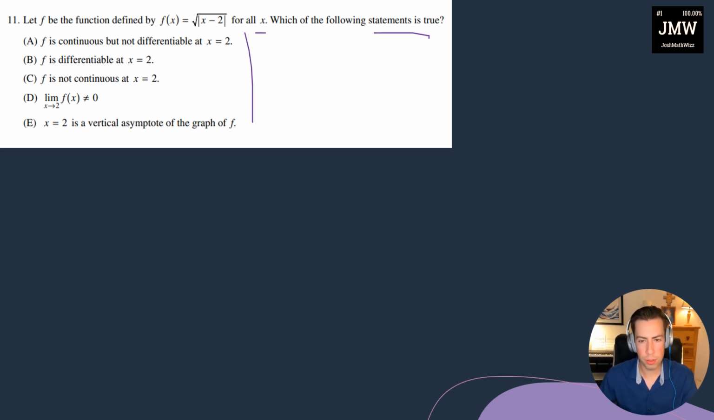So the first thing I'm going to do here is just go ahead and graph out what this function should look like. So whenever I have x minus 2, if x equals 2, then y equals 0. So that is going to be kind of like my origin starting point. So if x equals 2, then y is going to be 0. And again, we cannot have any negative values.